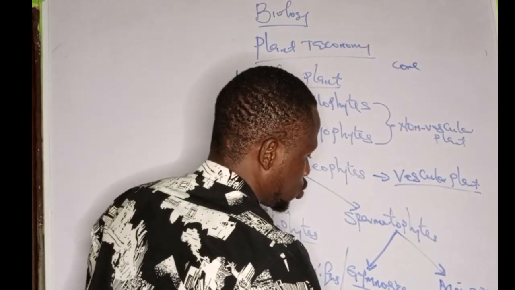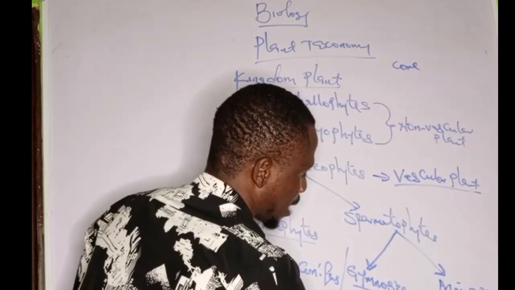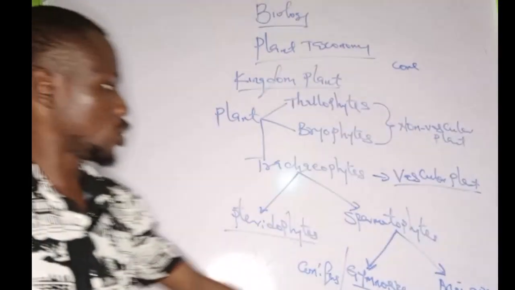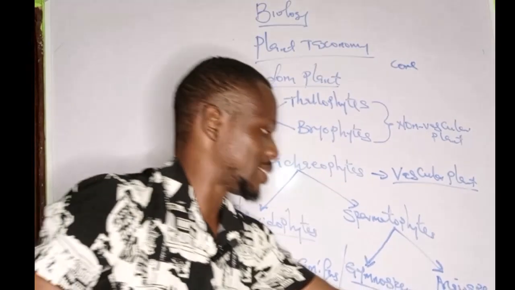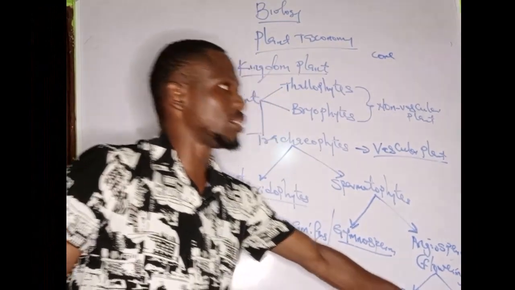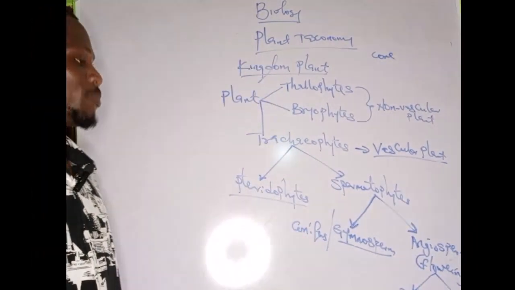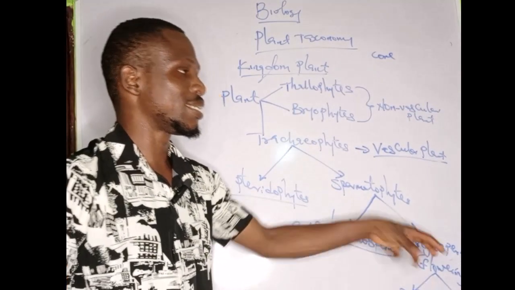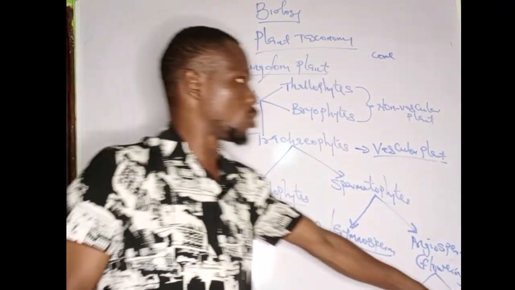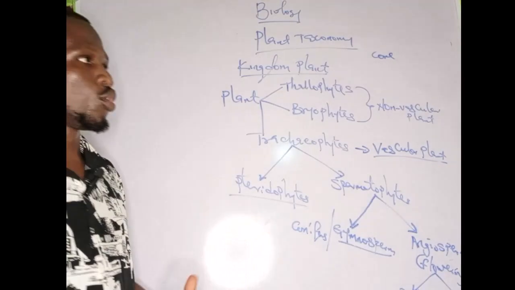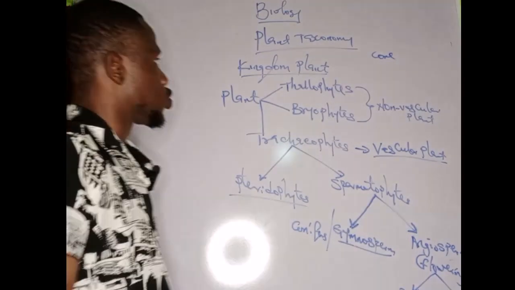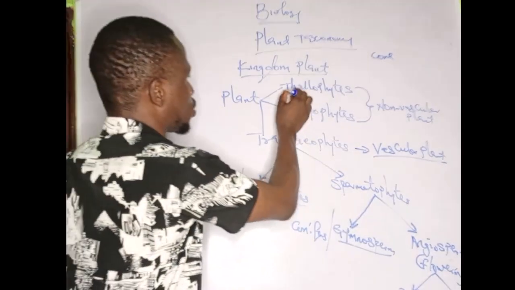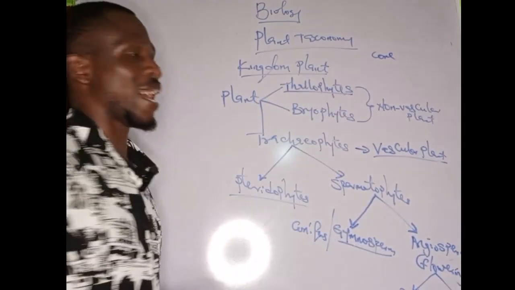Angiosperms are further divided into 2: the dicot and the monocot. The dicot is less advanced than the monocot. Monocot is said to be the most advanced plant. Remember, dicot means dicotyledon, while monocot means monocotyledon. So we're going to look at the features of thallophytes and bryophytes.